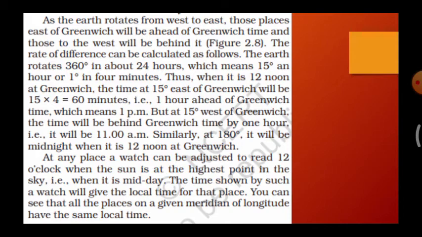Thus, when it is 12 noon at Greenwich, the time at 15 degree east of Greenwich will be 15 into 4 equal to 60 minutes. That is 1 hour ahead of Greenwich time, which means 1 p.m. So like that, we can calculate the time using the sun and the Greenwich map. But at 15 degree west of Greenwich, the time will be behind the Greenwich time by 1 hour. So it will be 11 a.m.